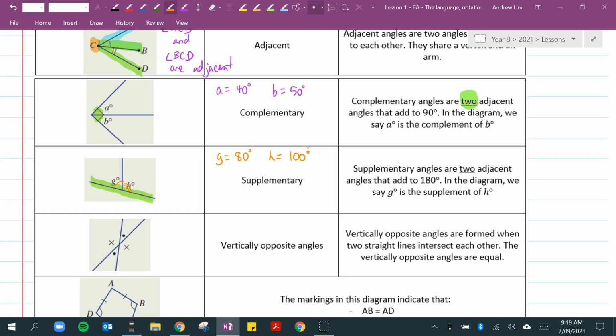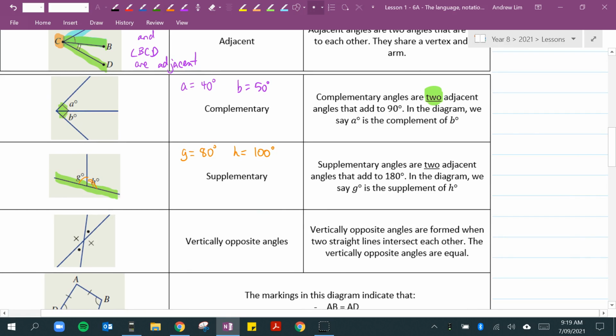Now the best way to memorize this, because I know a lot of students get confused between complementary and supplementary, which one adds to 90, which one adds to 180, I like to just use alphabetical order. C comes before S, and 90 degrees comes before 180 degrees. So these two belong together. Complementary is 90 degrees, supplementary is 180.